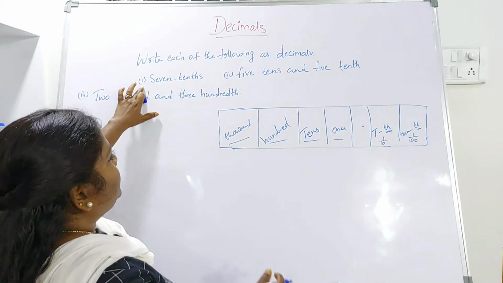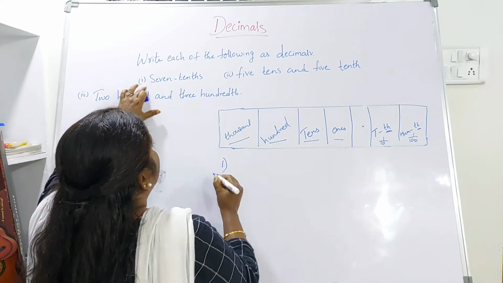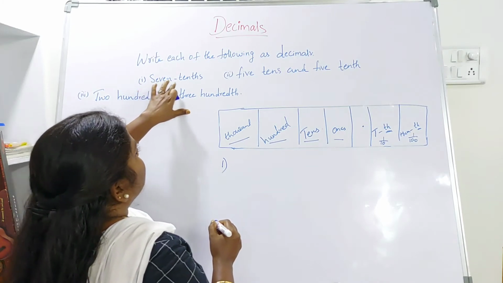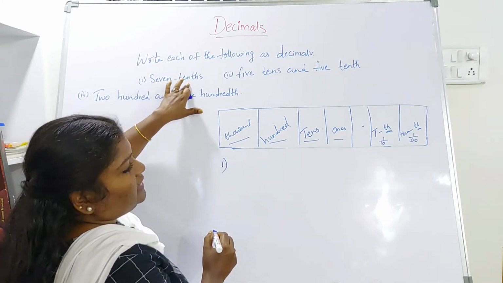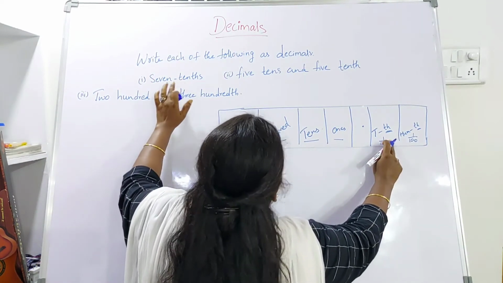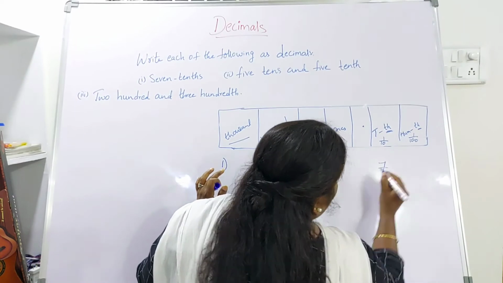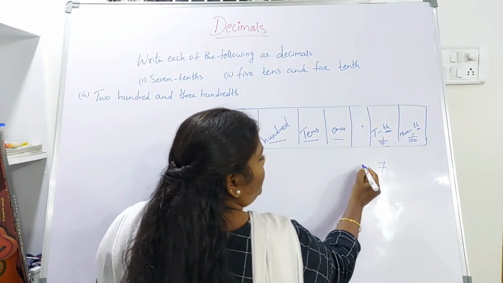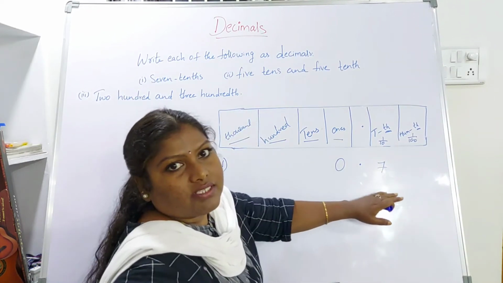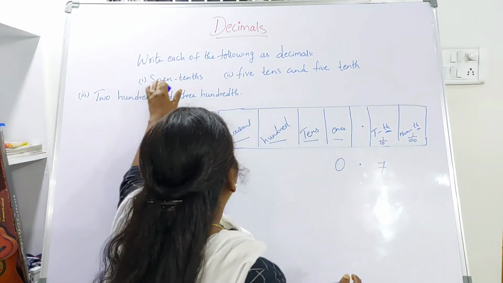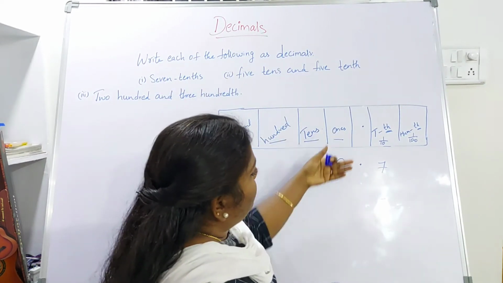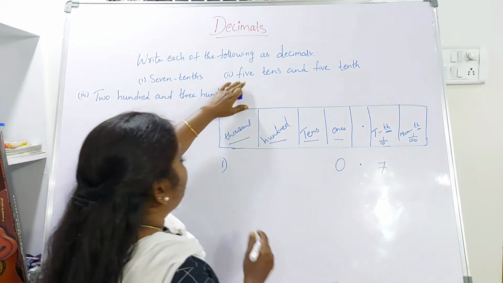So let me take the first one. It is 7/10. So 7 will be in the tenths place. So after the decimal point you have the tenths place. So here you have a 7. Now before that you have a decimal point and this is nothing but 0.7. So in the question itself it is given, you have to analyze where it is and just place them in the table.